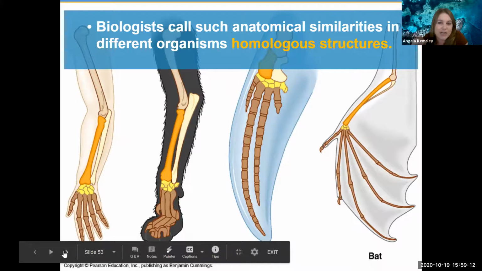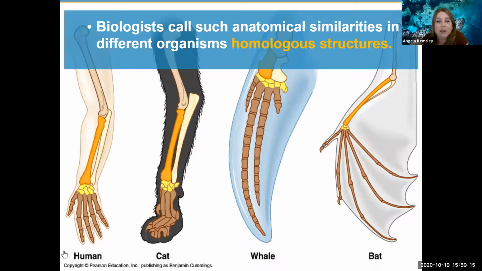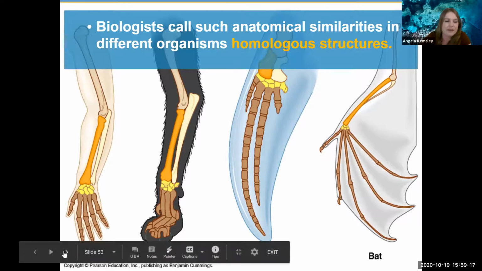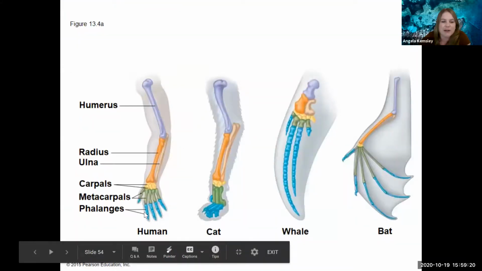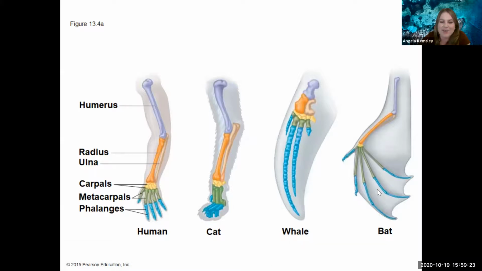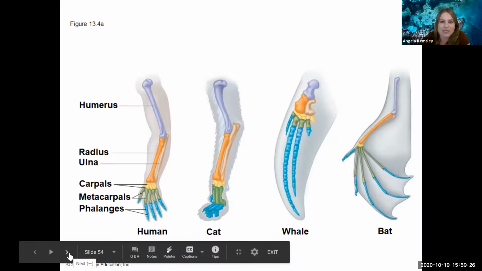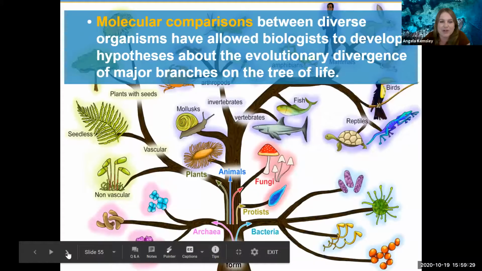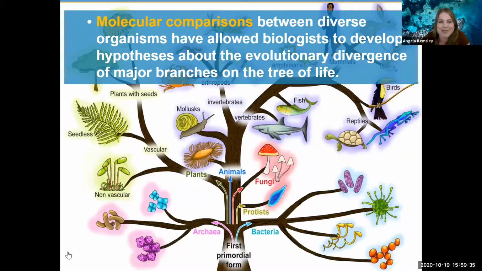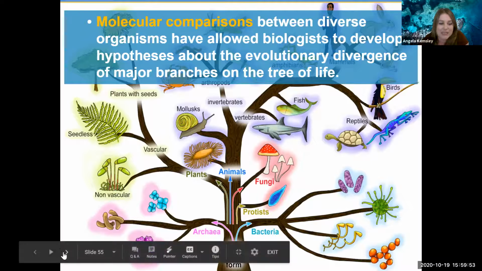So biologists call such anatomical similarities in different organisms homologies or homologous structures. And that's what we were just talking about here. So you'll notice that you can even get more specific and you see that they are very, very similar, even though they're performing different functions, very, very similar structure. And molecular comparisons, here come the molecular biologists again, between diverse organisms have allowed biologists to develop hypotheses about the evolutionary divergence of major branches of the tree of life. So really, we use a combination of both, looking at morphology, the way that an organism's body is put together, and molecular comparisons looking at the DNA.